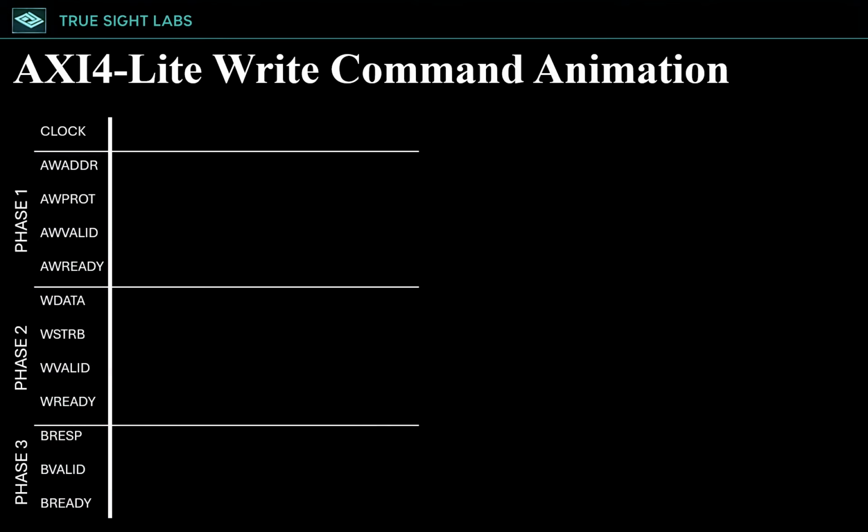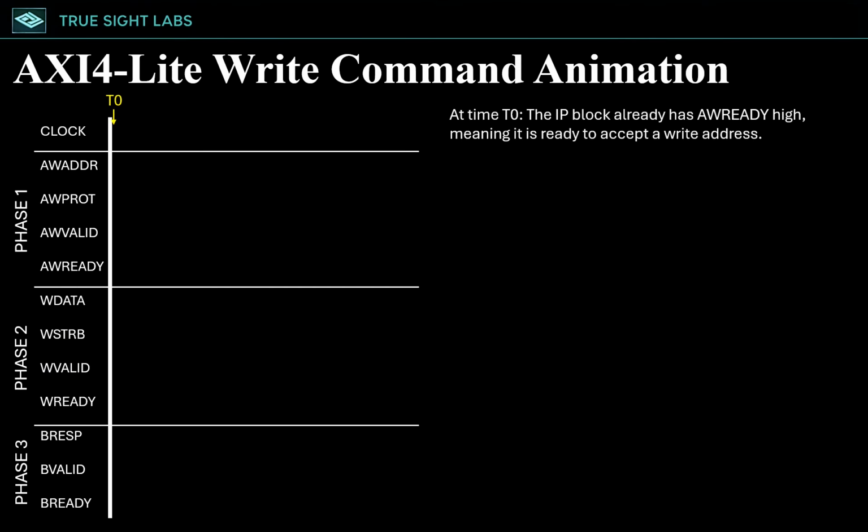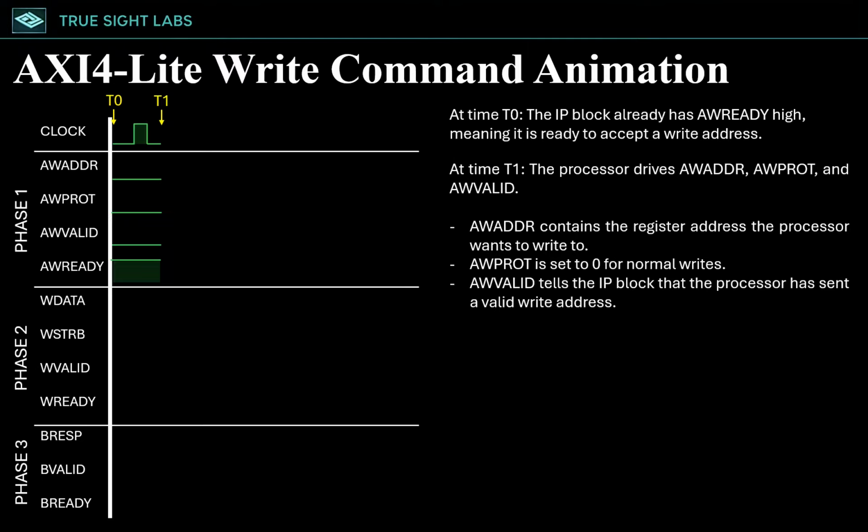At time t0, the IP block already has AW ready high, meaning it is ready to accept a write address. At time t1, the processor drives AW address, AW prot, and AW valid. AW address contains the register address the processor wants to write to. AW prot is set to 0 for normal writes, and AW valid tells the IP block that the processor has sent a valid write address.